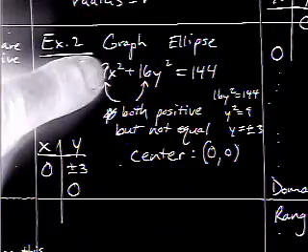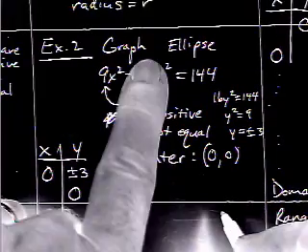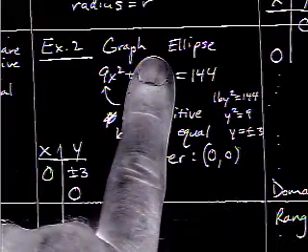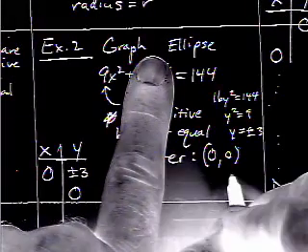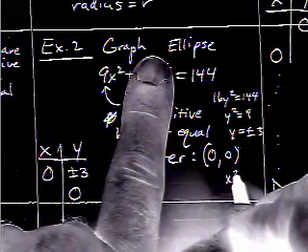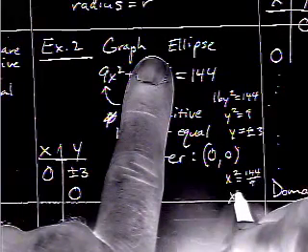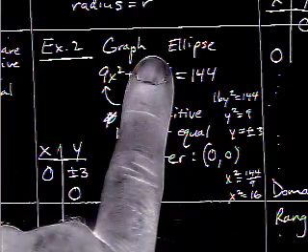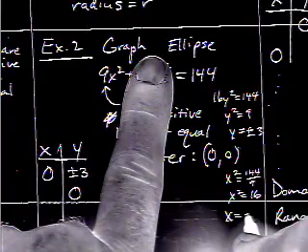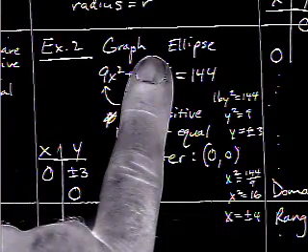Okay, well, do the other one, right? Plug in 0 for y. If I plug in 0 for y, it's going to knock out that term. So, we have x squared equals 144 over 9, which happens to be 16. So x is equal to plus and minus 4.